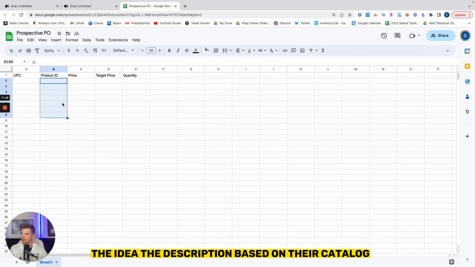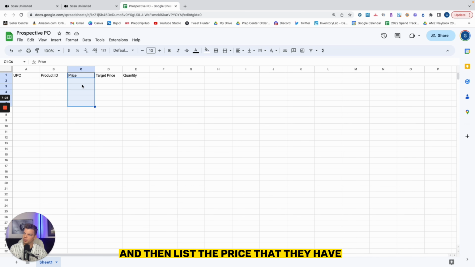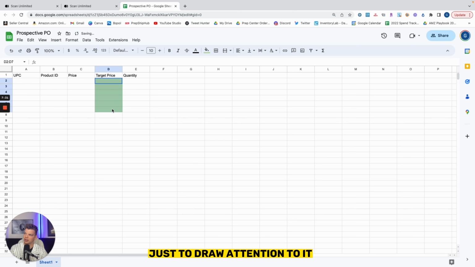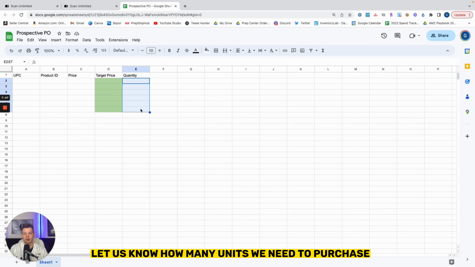Obviously, fill out the ID or the description based on their catalog, and then list the price that they have, right? This is our number, and so you could shade this. What we typically do is shade it green or something just to draw attention to it. So this is our target price, and then we'll leave this blank. We'll let them decide, and we'll say, these are the 5, 10, 15 products that we're interested in. We've listed our target price. Let us know how many units we need to purchase in order to make this target price happen, right?